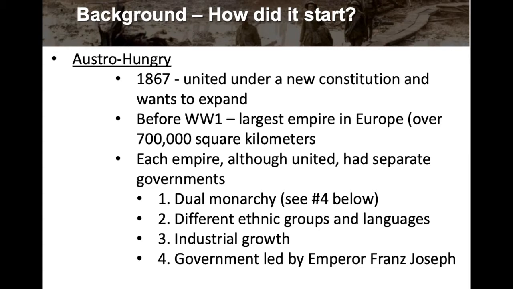Number 2, different ethnic groups and languages came together in this empire. Number 3, there was industrial growth. When you bring these two empires together, there's industrial growth. And industrial growth, especially in a militaristic society in Europe, means we need to build a large military. And then number 4, the government was basically led by Emperor Franz Joseph. He was Austrian. So even though there was a dual monarchy, Austria was kind of leading the way for the Austro-Hungarian Empire.